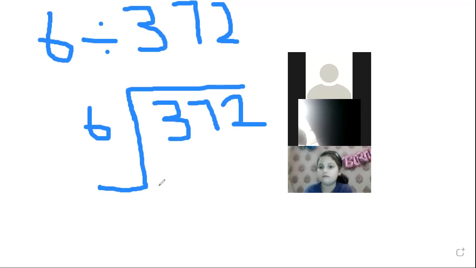Sila, Azan and Bisma, do this question. Ma'am, I'm doing it. Does it come in the table of 6? No, it doesn't. Tell me, is 37 present in the table of 6? No. So what will we do? Tell me.